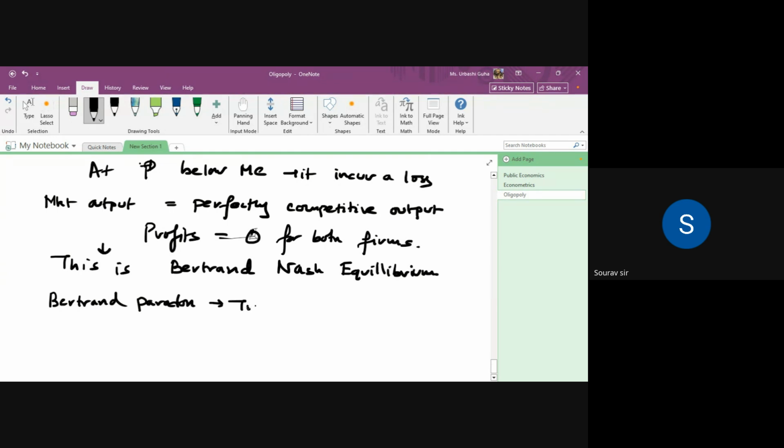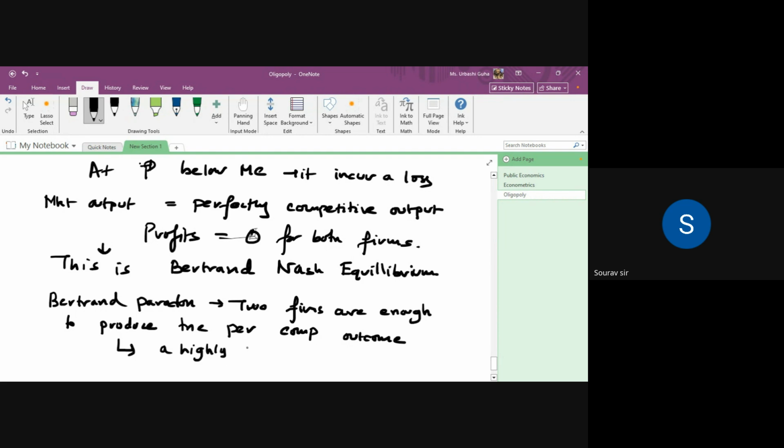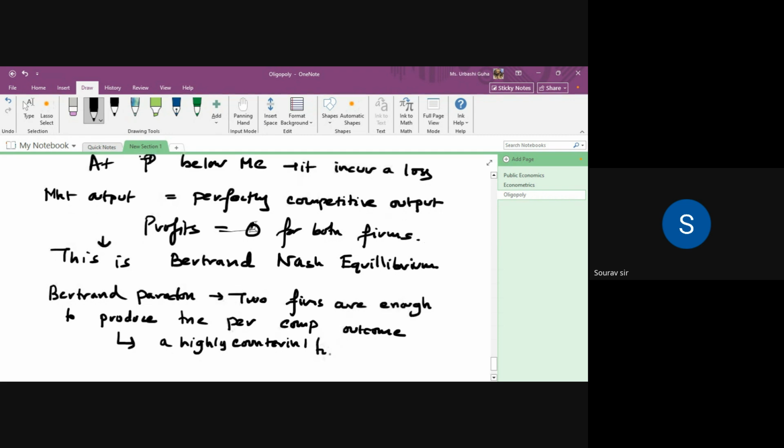Two firms are enough to produce the perfectly competitive outcome. So it's a highly counterintuitive result. Correct? Counterintuitive result. Okay.